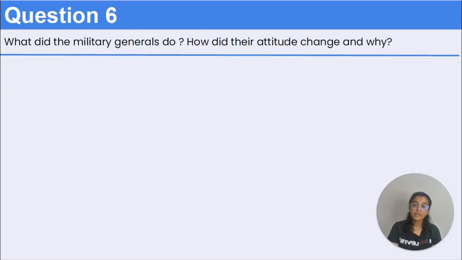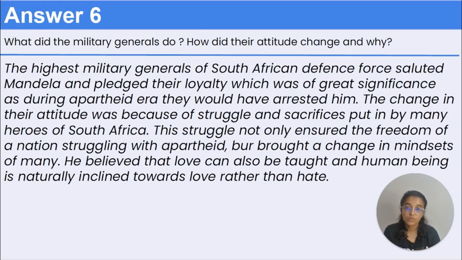Now, what did the military generals do and how did their attitude change and why? So, they saluted Mandela and pledged their loyalty, which was a great significance, as during the apartheid era, they would have arrested him instead. So this change was because of the struggles and sacrifices put in by many heroes of South Africa. The struggle not only ensured the freedom of a nation struggling with apartheid, but also brought a change in the mindsets of people. He believed that love can also be taught, and humans are naturally inclined towards love rather than hate.